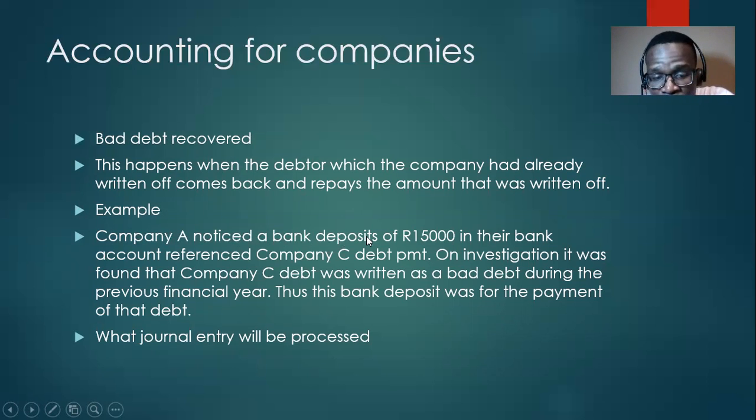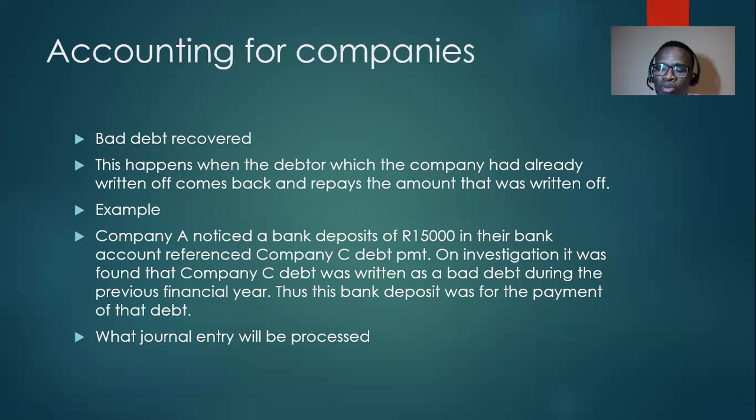Company A noticed a bank deposit of 15,000 in their bank account, reference company C, debt PMT. PMT means payment. Then on investigation, it was found that company C's debt was written off as a bad debt during the previous financial year. So last year, company A was like, hey, company C is not paying, so let's write them off. Then they wrote them off as bad debt. Then this year, company C comes back like, 15,000 in your bank account, here it is, right? So it means the company has now recovered that bad debt that was written off the previous year.